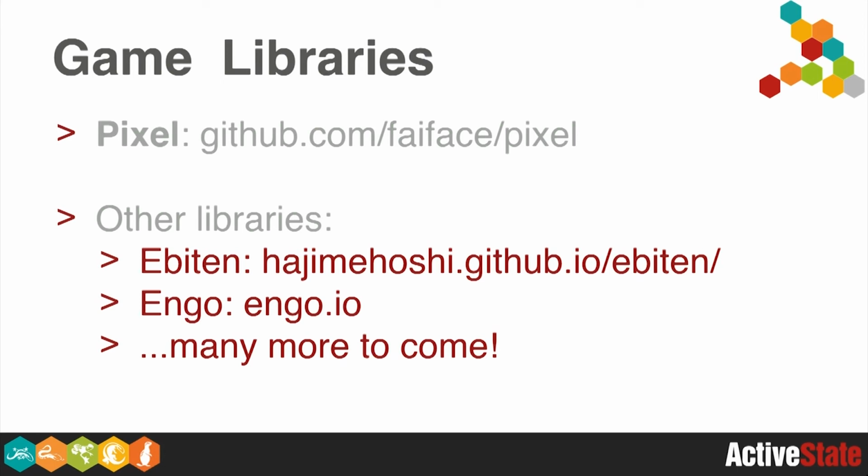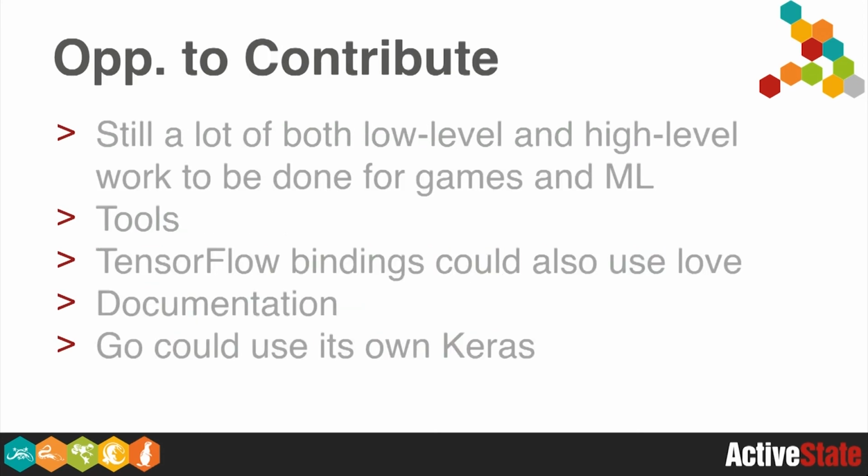And there are other game libraries out there for Go. There's a couple listed, and hopefully many more to come, because there's actually a lot of opportunities to contribute to these communities, both on the ML side and on the game side. There's obviously still a lot of both low-level and high-level tools to be built. Tools for doing games. The TensorFlow bindings could use contributions as well. There's still lots of work to be done there. Documentation, for instance, so that you know how to find the nodes when you're using the TensorFlow binding and how to work with that.